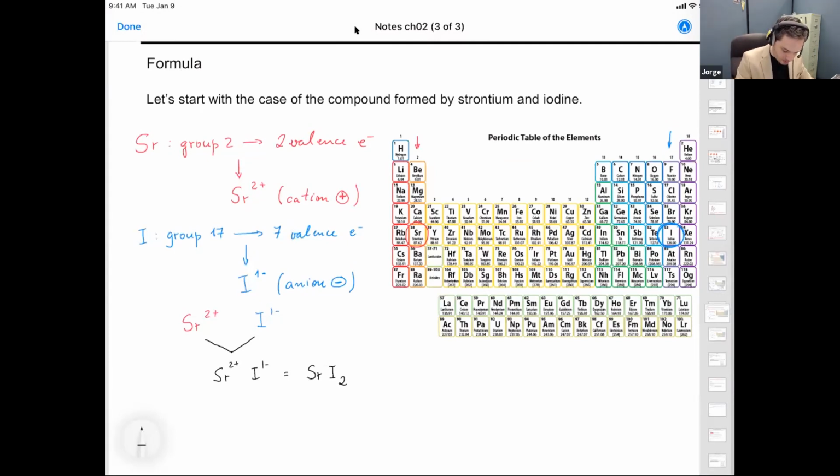Okay, so this formula here means that one strontium is bonded to two iodine. Okay, 1 to 2.